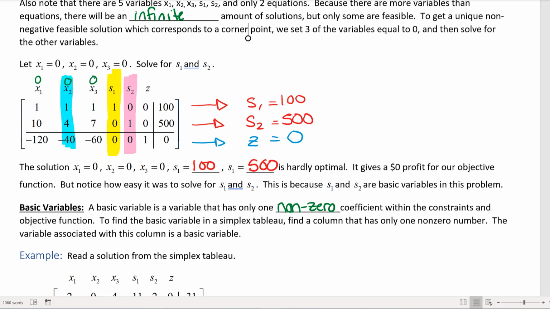What if we look in the next column? Nope, those have 1, 4, and negative 40. There's not only one non-zero, there's 3 non-zeros. And the last one as well, 1, 7, negative 60. That doesn't work because we have 3 non-zero values. Only in the pink column and the yellow column do we have only one non-zero number. And that is what makes that variable basic.